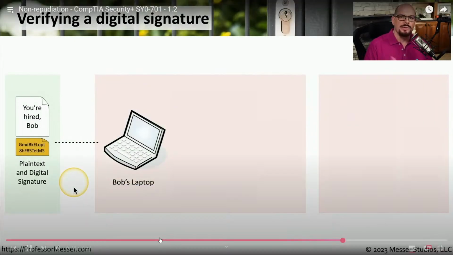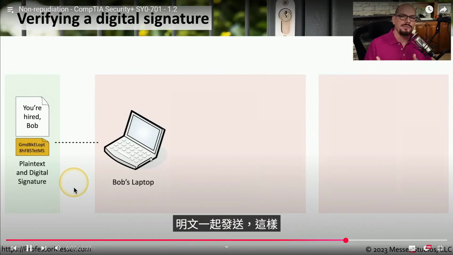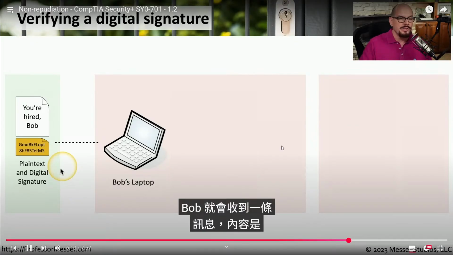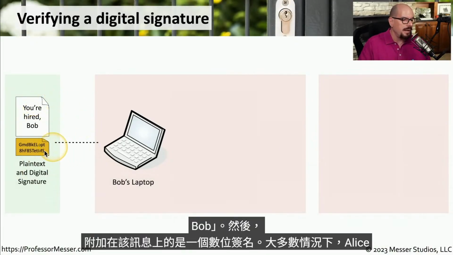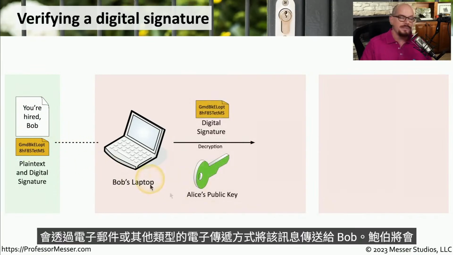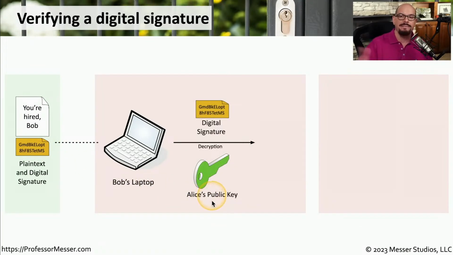In most cases, Alice is going to send that message over to Bob using email or some other type of electronic delivery. Bob is going to receive exactly that message that was sent. It says, "You're hired, Bob," with the digital signature included with it. Bob is going to use Alice's public key, which is a key available to anybody, and he's going to examine the digital signature and decrypt it using that public key.